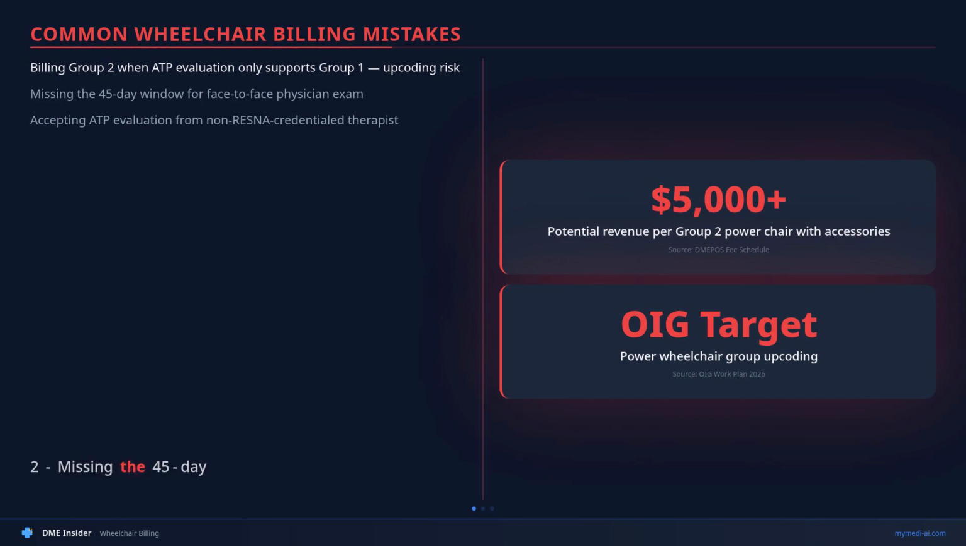Mistake 2. Missing the 45-day window for the face-to-face exam. The physician exam must occur within 45 days before the written order date. If the exam was 50 days before the order, the claim is denied. Track this deadline in your system.